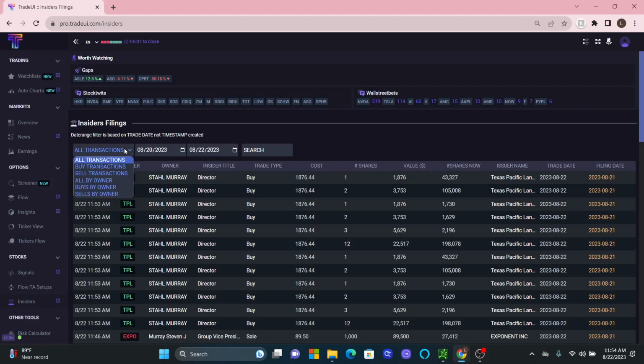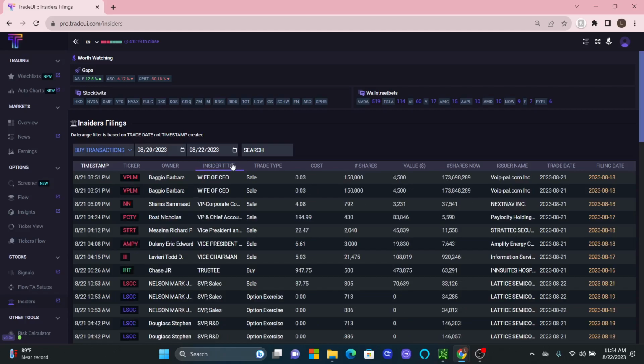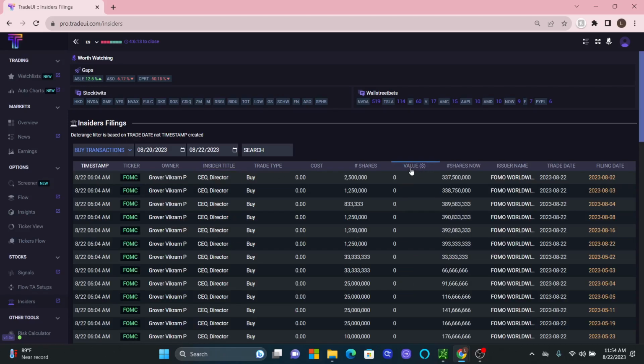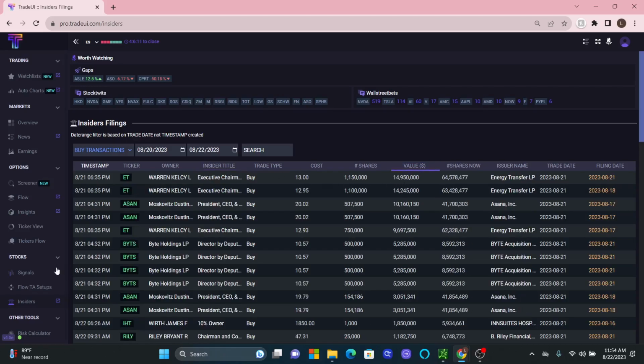Market's been beaten up lately, so let's do some common sense thinking here. The market's down. Let's see who's buying it. So I'm going to go to buy transactions, and I'm going to filter by, let's see, insider title. Now I'll be careful when I'm going through insider title. What I'm actually going to do is filter by the value of the trade.